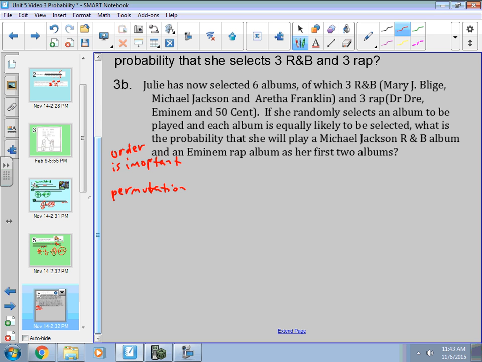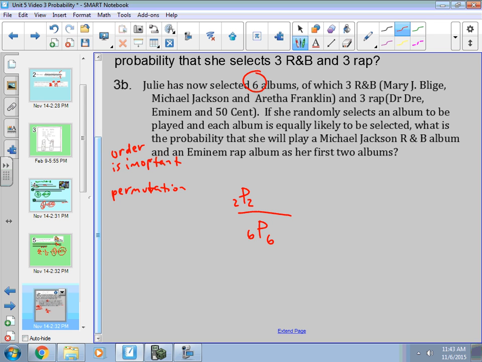when we're doing this, now we're just down to these 6 albums. On bottom, the total number of ways you can order 6 albums would be 6 albums arranging all 6, which is also the same as just 6 factorial. On top, we've got to figure out the chances that she will play the Michael Jackson R&B album and Eminem as the first 2 albums. So just the first 2 albums, the probability there is 2, select 2. We want to make sure that those 2 have to come up first.